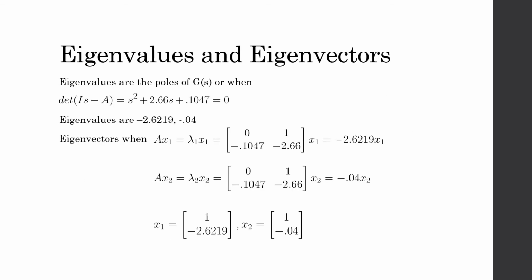The eigenvalues are the poles of the closed loop transfer function, or when the determinant of sI minus A is equal to 0. This results in the eigenvalues of negative 2.6219 and negative 0.04. The eigenvectors are when some vector multiplied by the A matrix is a scalar transformation of that vector. This is shown by the following equations. When these equations are solved by solving a system of equations, it results in x1 and x2 as shown below.